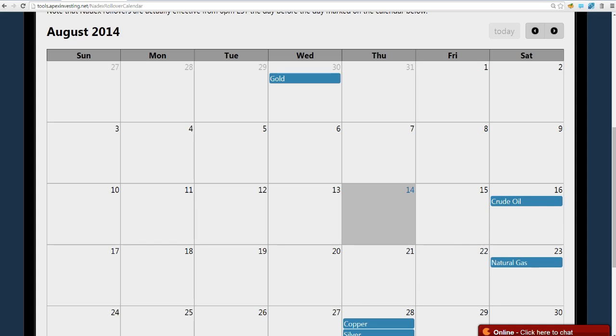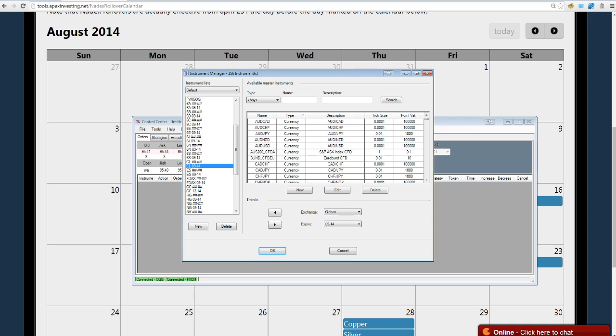So let's just say you're using Ninja. Then CL09-14, just click on that if you have it in your default instrument list already. And then you'll right click and then you'll left click. Okay, now notice I still have CL0914. So if I wanted to have CL1014, I'd right click and then I'd choose CL1014 and then I'd left click.